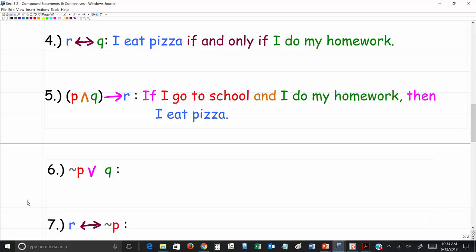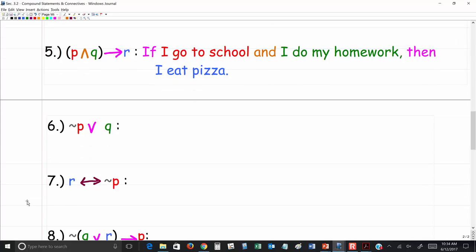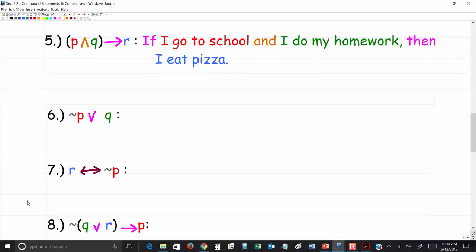All right. Number 6. Okay, so the tilde, that's the negation. So not P or Q. So that's I don't go to school or I do my homework.